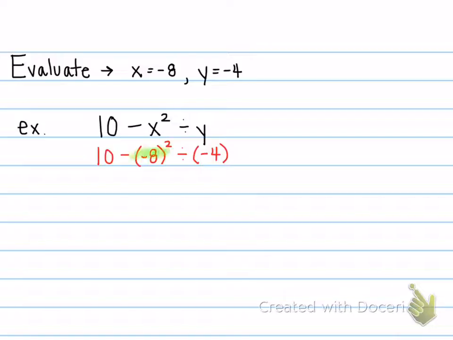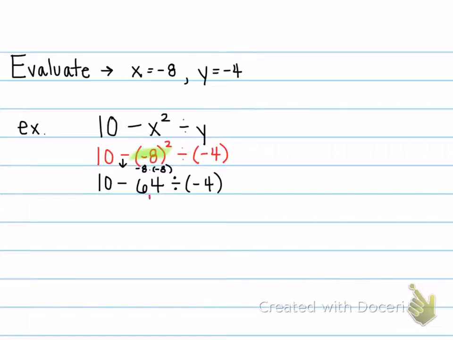I have to solve the exponent first because of order of operations. So I have 10 minus negative 8 squared is negative 8 times negative 8, which actually gives you positive 64. So that minus came from the minus above it. And then negative 8 times negative 8 is 64. And that is divided by negative 4. Now this is a little tricky here. I have 10 minus 64 divided by negative 4.